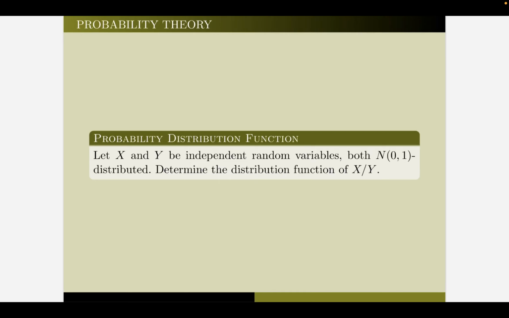Hello, in this video I'm going to solve the following problem for you. Probability theory, probability distribution function. Let x and y be independent random variables, both distributed as the standard normal distribution, N(0,1). Determine the distribution function of x over y. Pause the video at this point and give it a try.